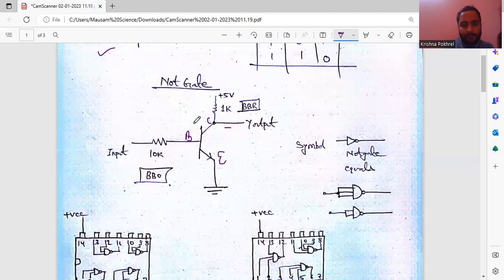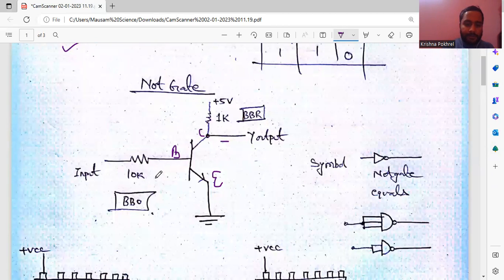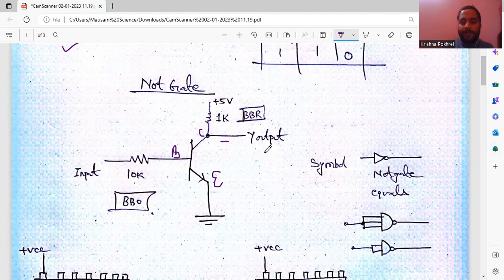I want to zoom it a little bit. It is a NOT gate. So here is the input. Whatever the input we give, the output will be inverse, or we can call it the complement. Output will be the complement. Suppose if input is 1, then output will be 0. If input is 0, output will be 1. We can talk about how it is possible.